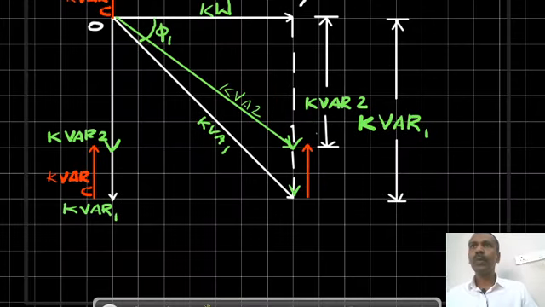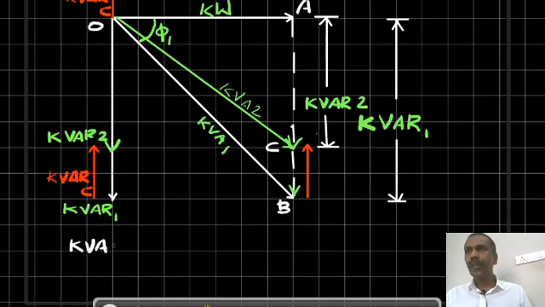Now this is O, A, B, C. What was our initial requirement? It was AB, kVAR1. What is the reactive power supplied by the capacitor bank? It is BC. The new requirement is only kVAR2. Now kVARC, the reactive power supplied by the capacitor bank, is equal to BC, which is equal to AB minus AC.